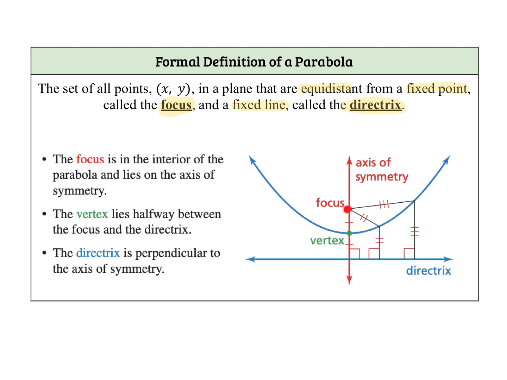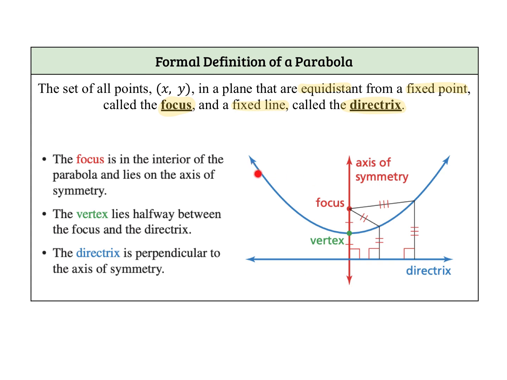So here's our focus. And then notice below our graph here, we have this horizontal line. This is our fixed line, and this is the directrix. It's always going to be perpendicular to our axis of symmetry. So for these types of parabolas that open up or down, our directrix will always be a horizontal line. If our parabola is opening to the left or right, our directrix will be a vertical line.